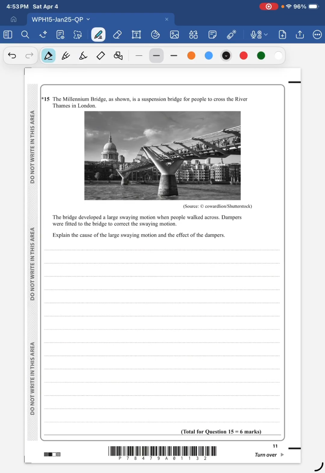So let's move on. The bridge developed a large swaying motion when people walked across. Dampers were fitted to the bridge to correct the swaying motion. Explain the cause of the large swaying motion and the effect of the dampers. So as people walk, they create a force, right? This is the driving force. So as people walk, they apply a driving force to the bridge.